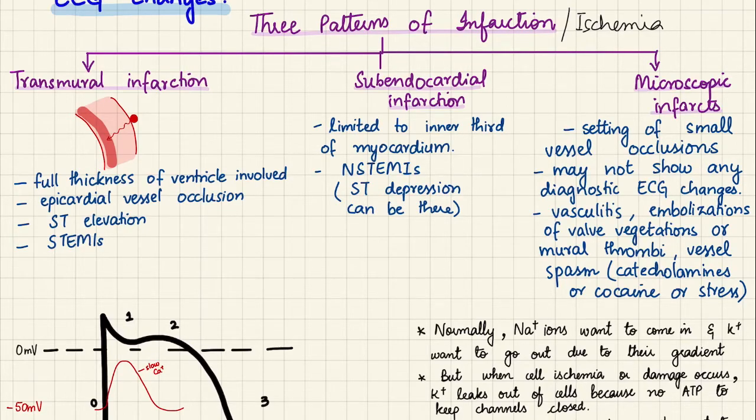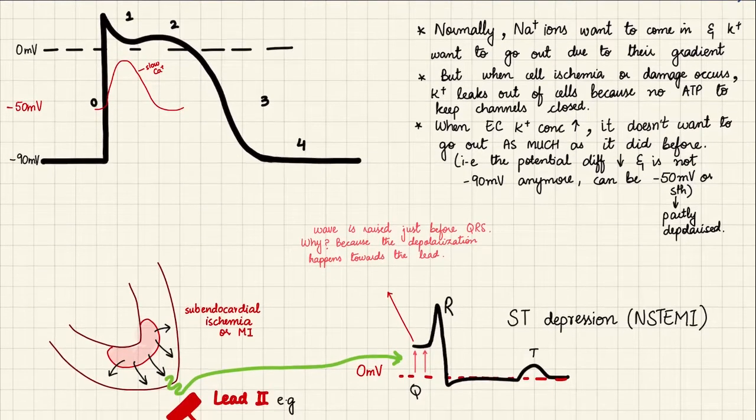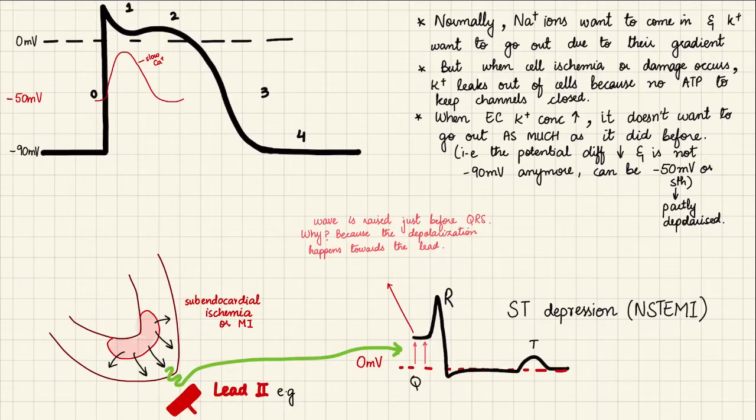So I want you to remember that when I say transmural infarction, that means MI, and when I say transmural ischemia, that means angina. But the ECG changes are the same. Now forget about everything and just look at this curve. We know that this is a normal action potential of a cardiac myocyte. The resting membrane potential is minus 90 millivolts.